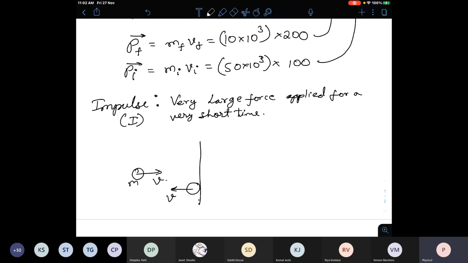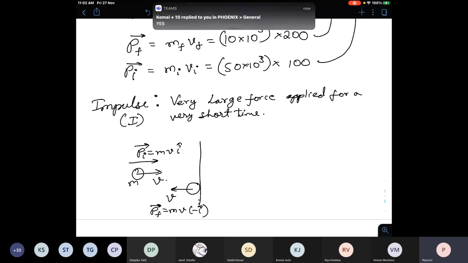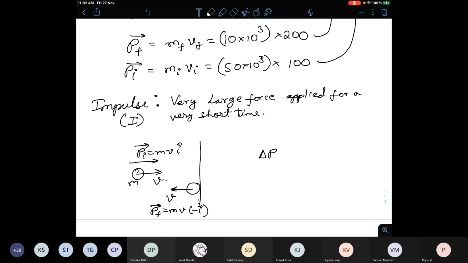Now what happened here? The initial momentum of the ball was mv î. After the collision, the final momentum of the ball became mv(−î). So you can see there is some change in momentum. If there is a change in momentum, there must be a force being applied, because force is written as dp by dt.